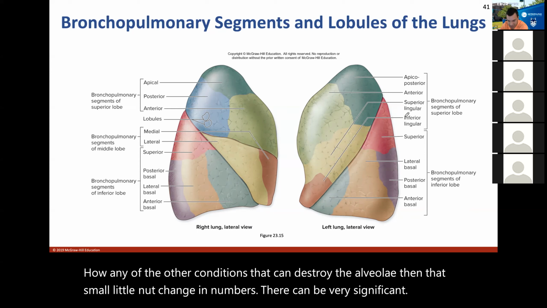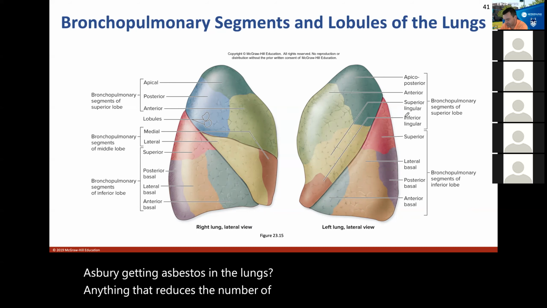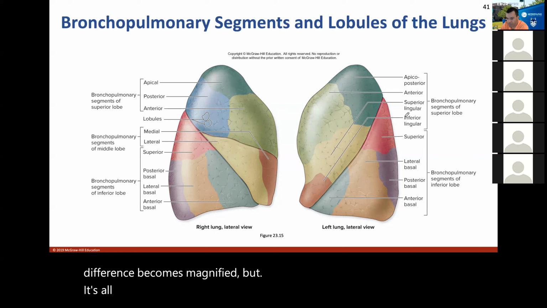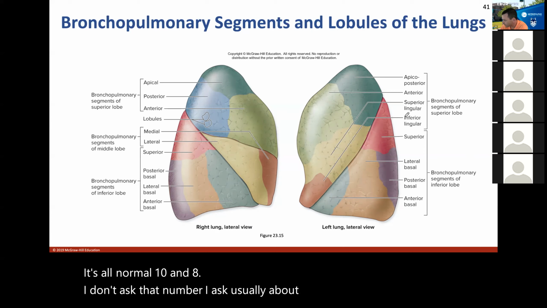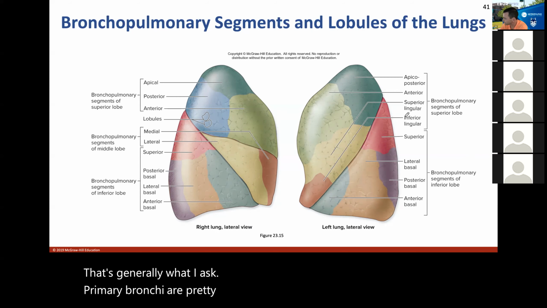Getting asbestos in the lungs. Okay. Anything that reduces the number of alveoli, then that slight little difference becomes magnified. But it's all normal, 10 and 8. I don't ask that number. I usually ask about the number of lobar bronchi. That's generally what I ask. Primary bronchi are pretty easy. There's only 2 of them.